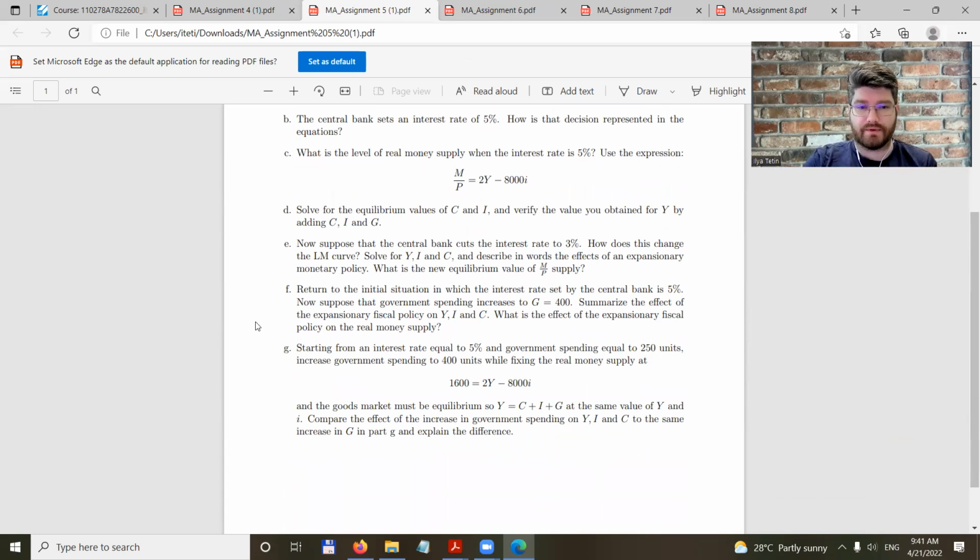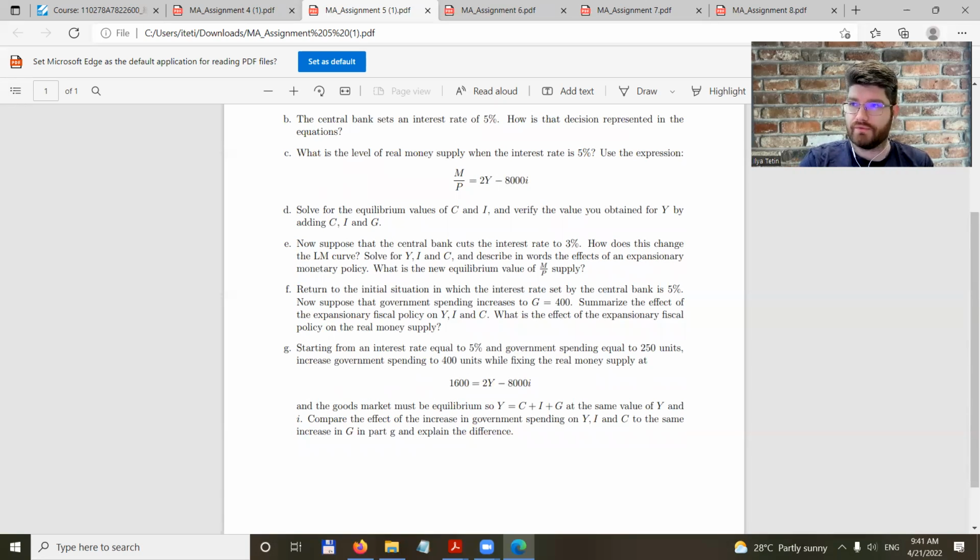The reduction in the interest rate increases output and the consumption. Consumption increases because the output increases. Investment increases because output increases and the interest rate decreases. So the new equilibrium value will be, again, we are using this kind of equation M over P, 2 times 1040 minus 8000 times 0.03, this is 1840.